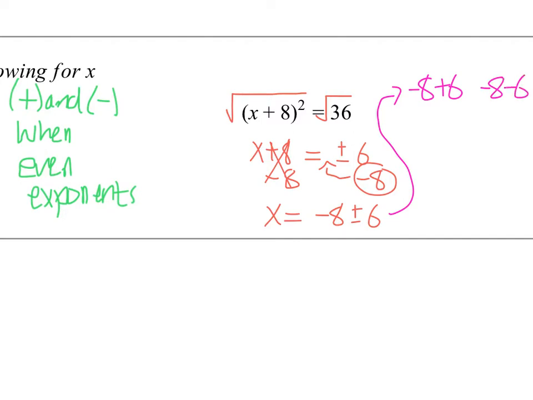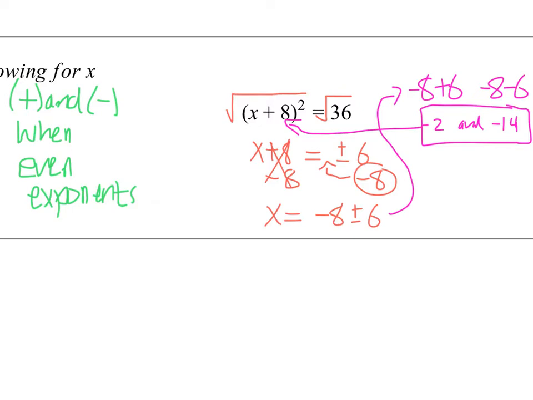So let's go ahead and solve those. Negative 8 plus 6 is negative 2. And negative 8 minus 6 is negative 14. So those are my 2 answers. If you don't believe me, you can plug those in for x here and check them out. Should give you the correct answers.